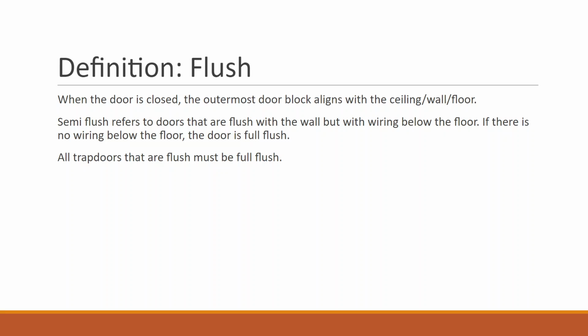Now moving on from door patterns, we come across some restrictions of doors. I will introduce 3 restrictions to you because otherwise this video would take too long. One of the restrictions is flush. So what do we mean by flush? When the door is closed, the outermost block aligns with the ceiling or the wall or the floor. Semi-flush refers to doors that are flush with the wall, but with wiring below the floor. If there's no wiring below the floor, the door would be full flush. And all trapdoors that are flush must be full flush.